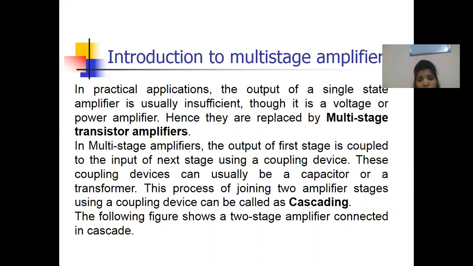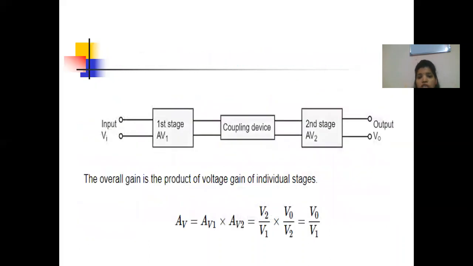Now to connect these amplifiers, we need some devices. Those devices are called coupling devices. So multiple stages means, like, this is one stage amplifier, this is a second stage amplifier. These two amplifiers are connected in series with the help of a coupling device. If we connect multiple stage amplifiers, what is the gain? Gain will be the product of the voltage gains of the individual stages. Suppose the gain of stage 1 is A1 and of stage 2 is A2, then the overall gain will be A1 multiplied by A2.